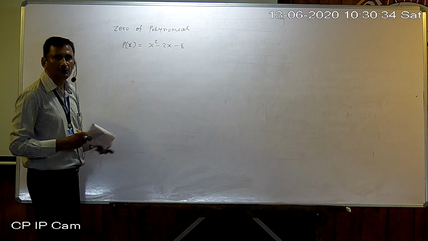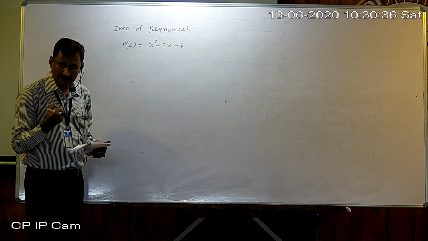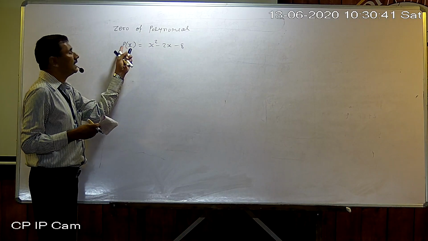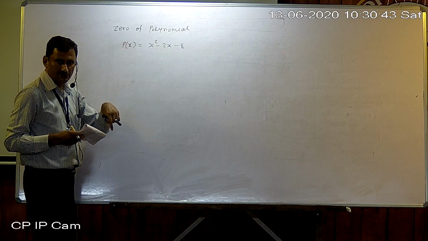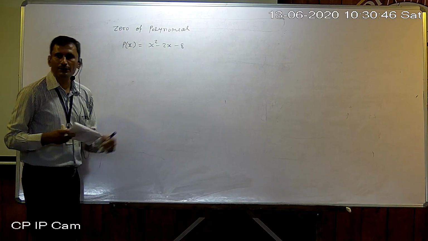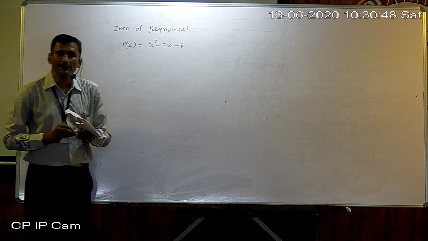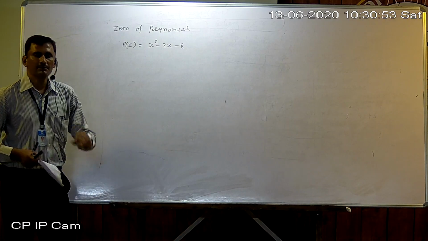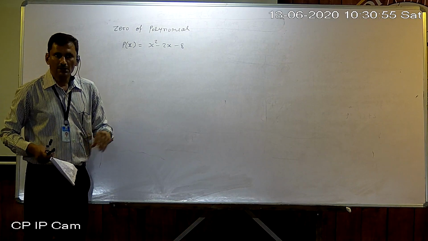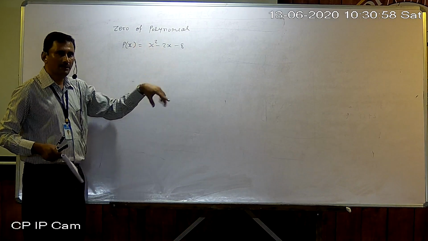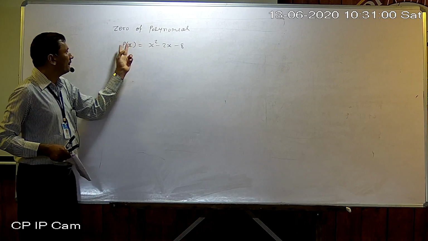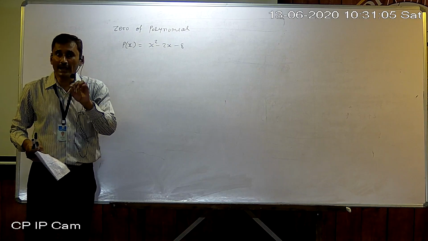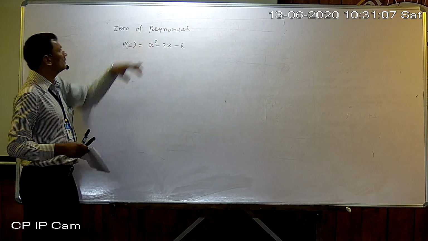So a zero of a polynomial is nothing but a value of x, any value of x which gives the polynomial's value 0. It may be 2, may be 10, may be -5, may be 0. Any value of x which makes the value of the polynomial 0. The x value is not 0; the value of the polynomial becomes 0. So that is called a zero of the polynomial.